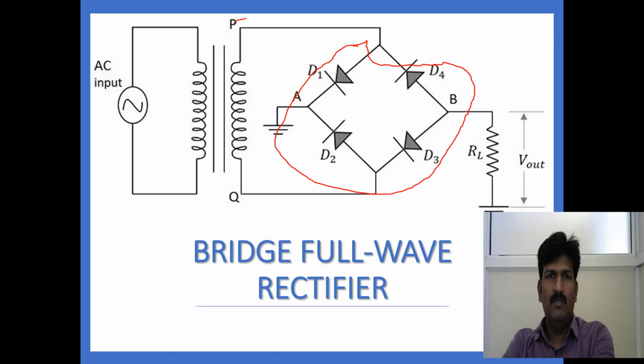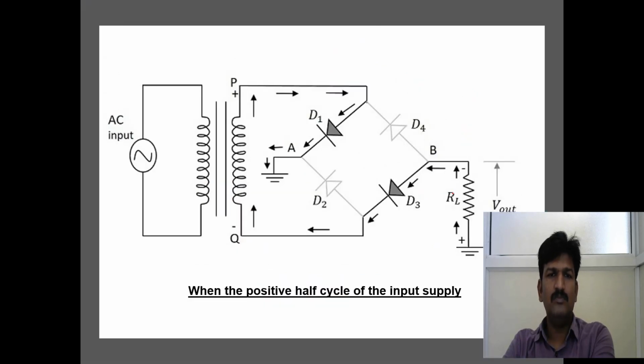You should remember point P and point Q. Point P becomes positive when the positive half cycle is applied at the input, and Q becomes positive when the input is the negative half cycle. Now let us look at how it works. When there is the positive half cycle of the input supply, what happens? Among the four diodes, which diodes conduct? You have to understand that D3 and D1 conduct.